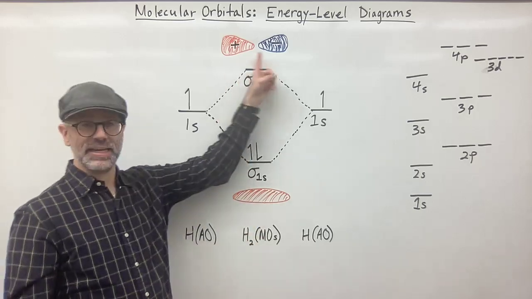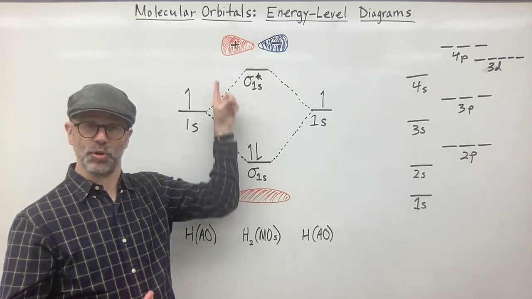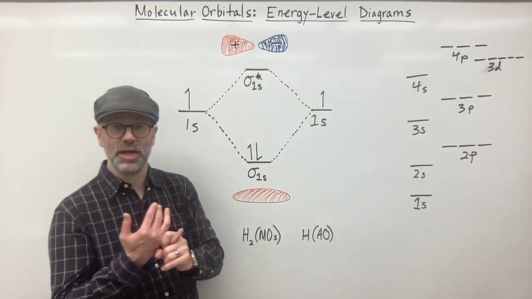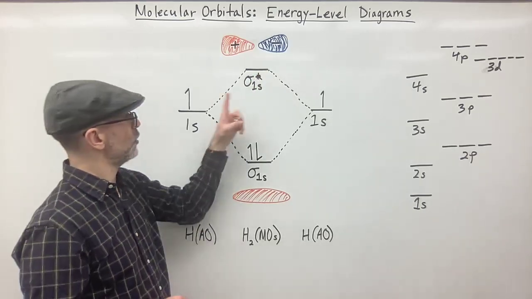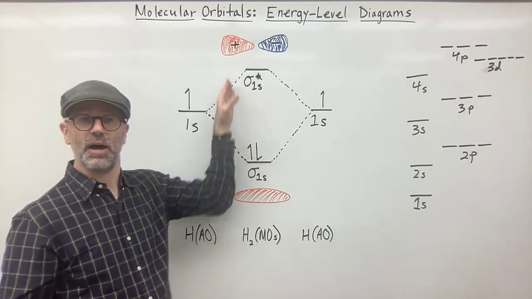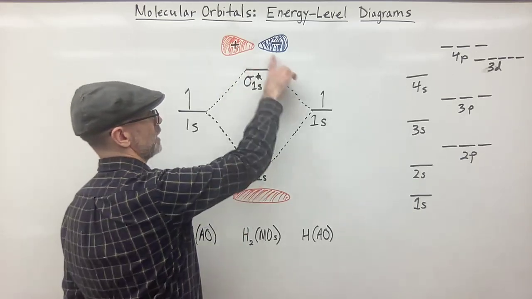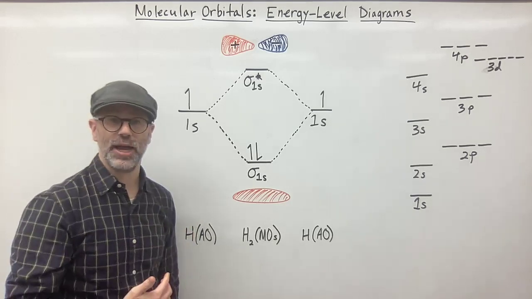We don't have any more electrons, so we can't put any electrons up here. Otherwise, we would put them in here. If I had 4 more electrons, or if I had 3 electrons, the third electron I would put up into the anti-bonding molecular orbital. So you'll notice that the anti-bonding molecular orbital has a higher energy.